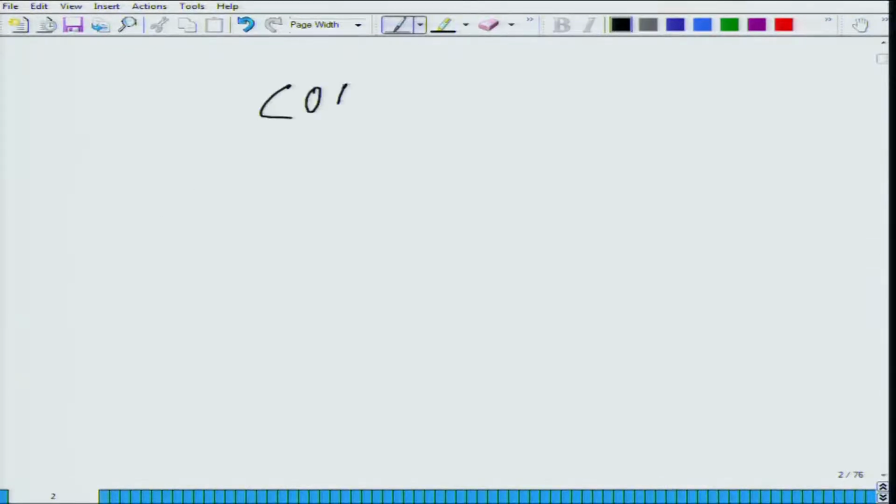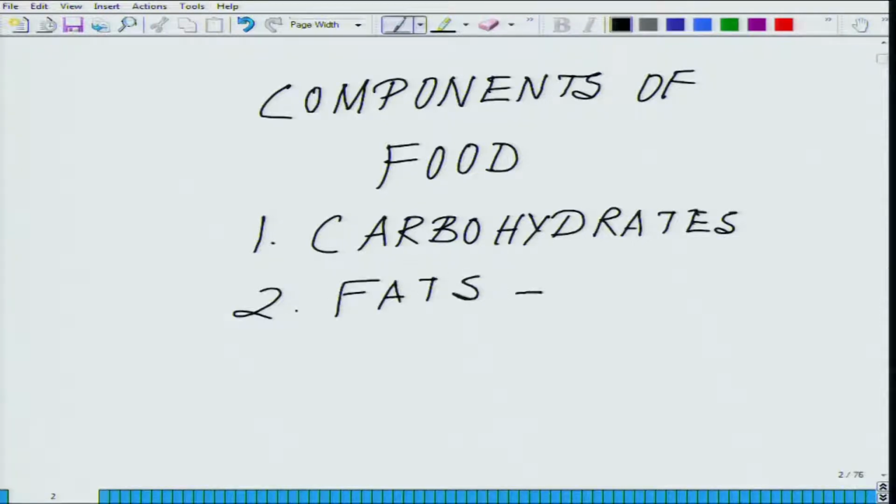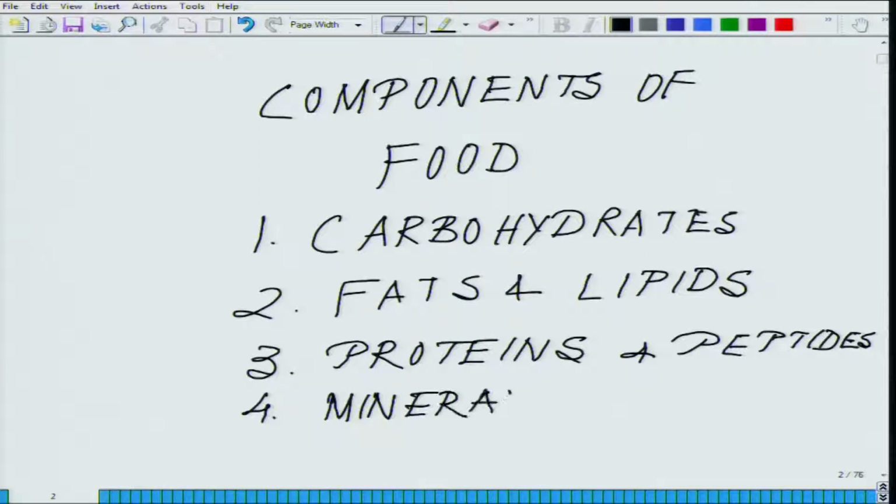So, we talked about the components of foods, which includes your carbohydrate, fats and lipids, proteins and peptides, and you have minerals, then you have vitamins. Okay. These are the components.